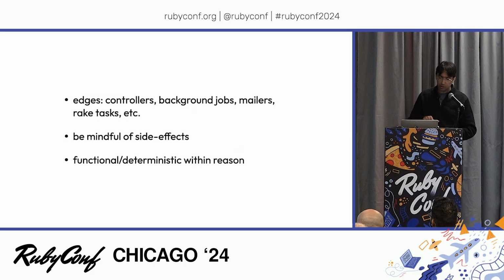And if you're curious, what does an edge look like? We're talking about things like controllers, where you're interacting with the user and can give them an error message, or background jobs you could retry, or a mailer or rake task or something like that. So that's the edge of our program, and we can do some riskier stuff there. And then for the core of our program, we'll try to do less risky stuff.